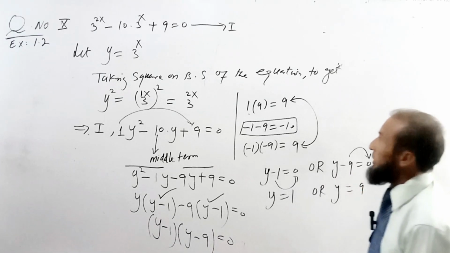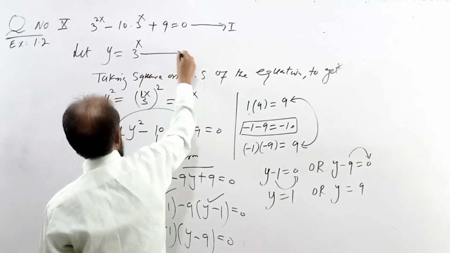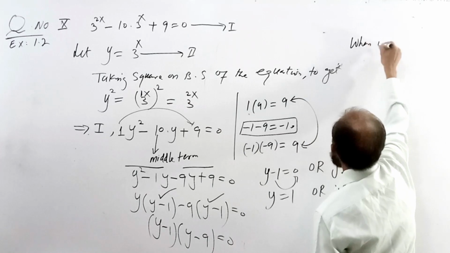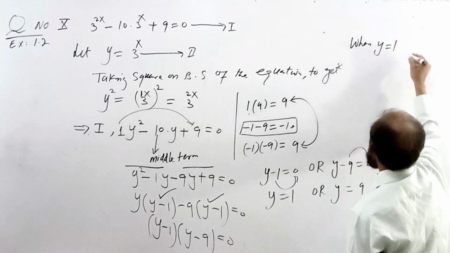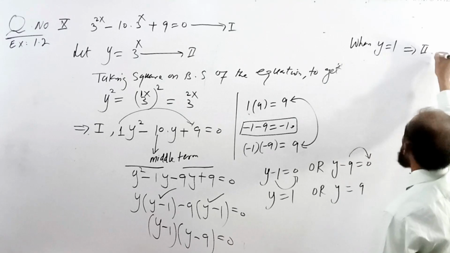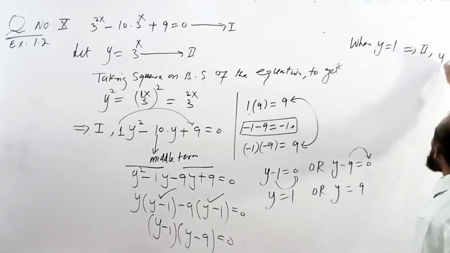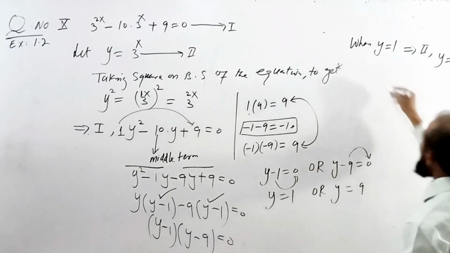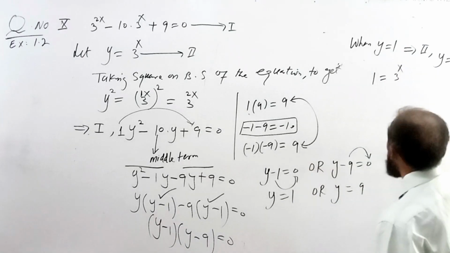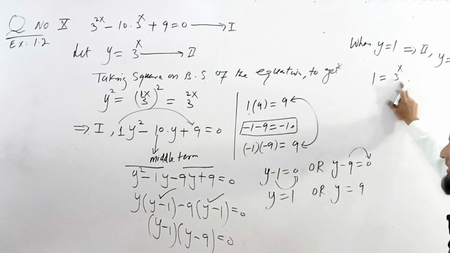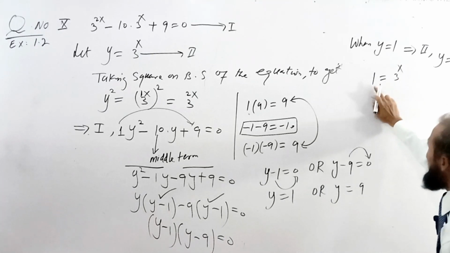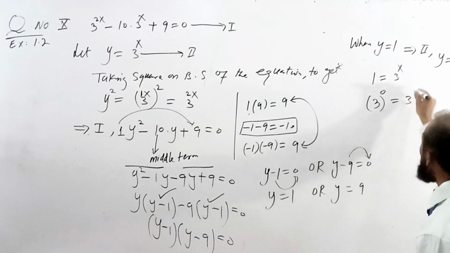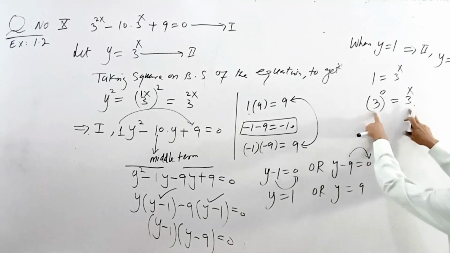So y is equal to 1 or y is equal to 9. Now these two results we put in equation number second. When y is equal to 1, equation number second becomes y is equal to 3 power x. What is the result of y? 1. Y is equal to 3 power x. But here the bases are same. Here is 1. Now we change 1 into the formula. We can write 3 power 0.